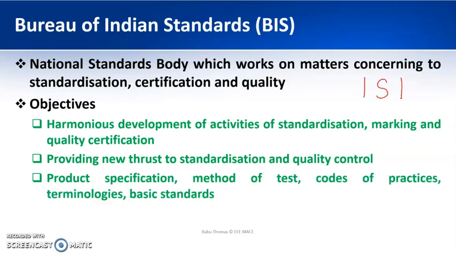It also specifies the method of test, the codes of practices to be followed, basic terminologies, and the basic standards. So any IS standard book you refer to will have the particular product specification, the method of test to be followed to ensure the quality, the codes of practices, the basic terminologies discussed in that book, and the basic standards. So in effect, it is providing a standardization formulation for the various services or products.